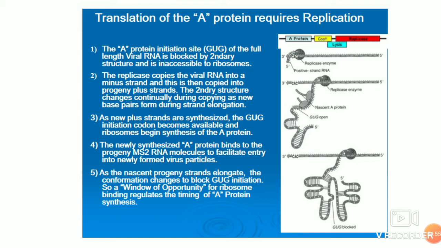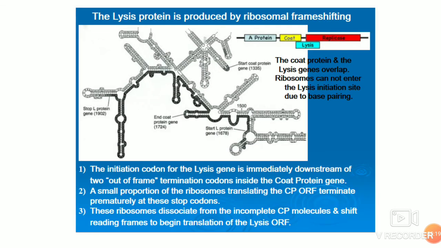The newly synthesized A protein binds to the progeny MS2 RNA molecule to facilitate entry into the newly formed virus particle. As the nascent progeny strands elongate, the conformation changes to block GUG initiation, so there is only enough time for a little A protein to be synthesized, because more A protein is not required. Very few copies will bind to the RNA.